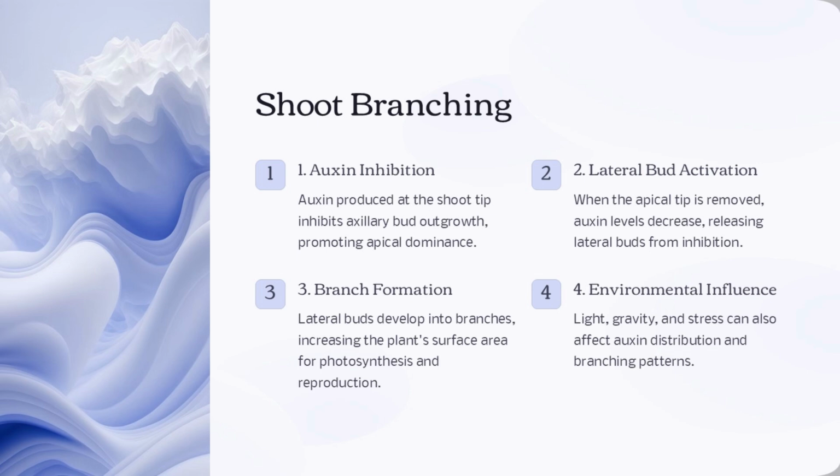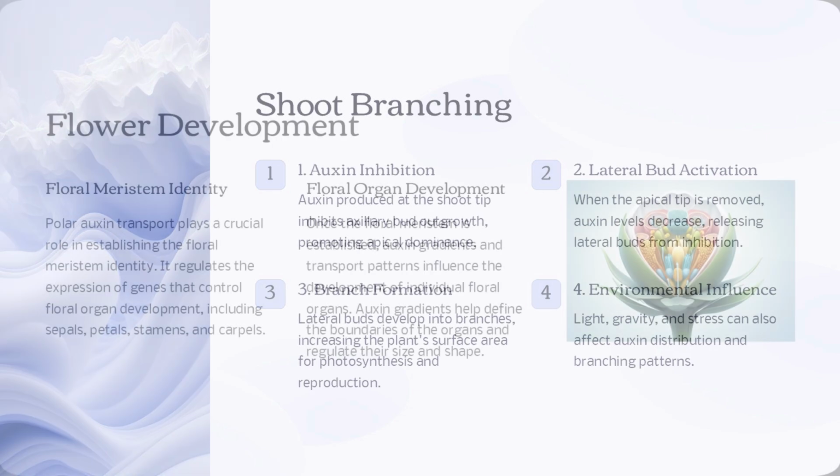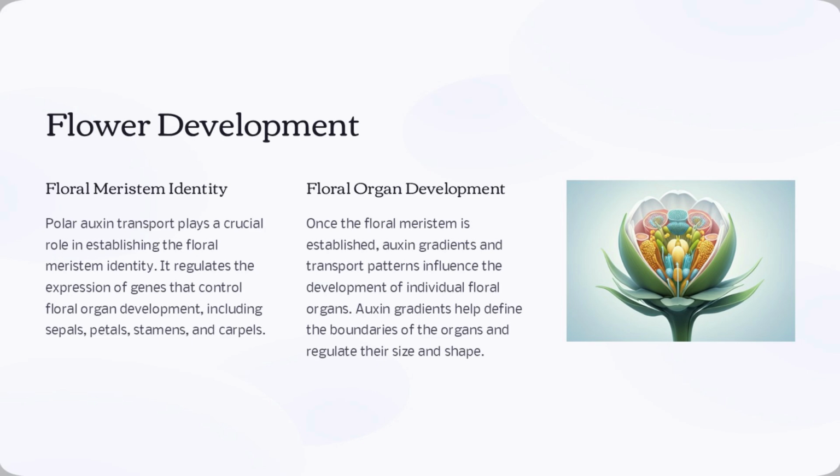Environmental factors like light, gravity, and stress can also influence auxin distribution and branching patterns in plants. Floral development is a complex process, with auxin playing a crucial role in establishing the floral meristem and regulating the development of individual floral organs.